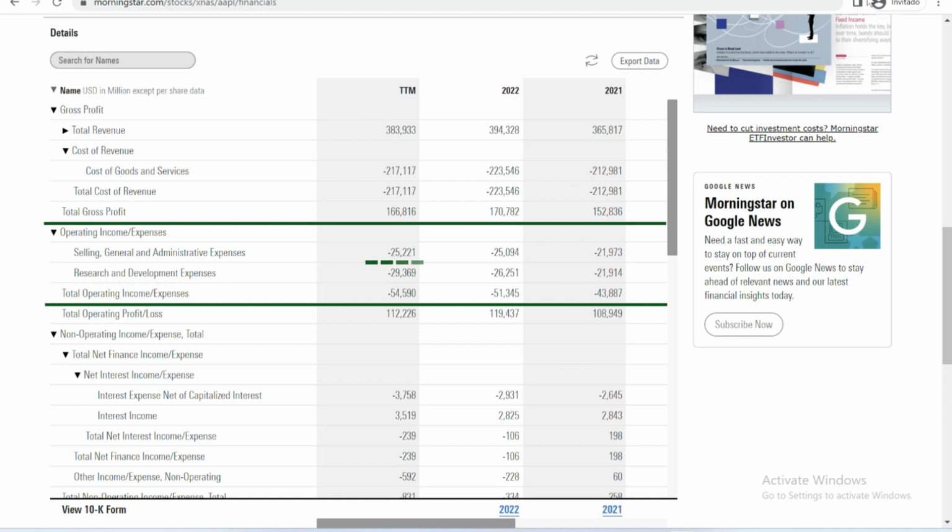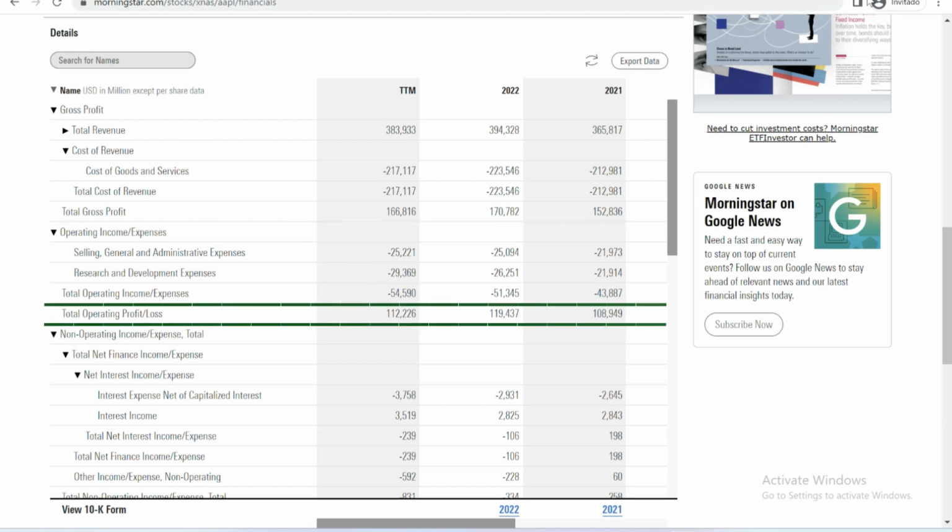So they invested $25 billion on marketing and general expenses and $29 billion in research and development, for a total operating expense of around $54 billion. Operating profit or loss is the amount left from the company's gross profit after general and administrative expenses. So you get it by taking the gross profit minus operating expenses. Another way to see operating profit or loss is what is left from their total revenue after all costs of revenue and operating expenses. In their case, after operating expenses, they kept roughly $112 billion as profit.